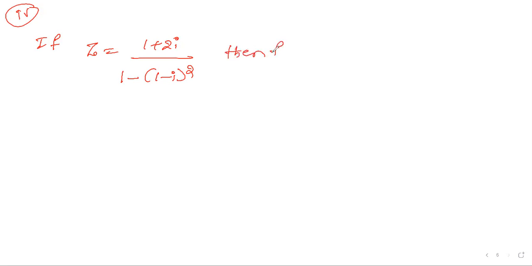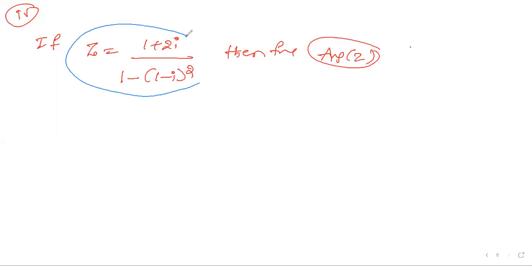Yes, sir. Next we are moving to the fourth question, fourth bit. One more question: if z is equal to (1 plus 2i) by (1 minus i) whole square, then find arg z. First of all, from the given question you need to convert it into x plus iy, then finding arg z is easy.